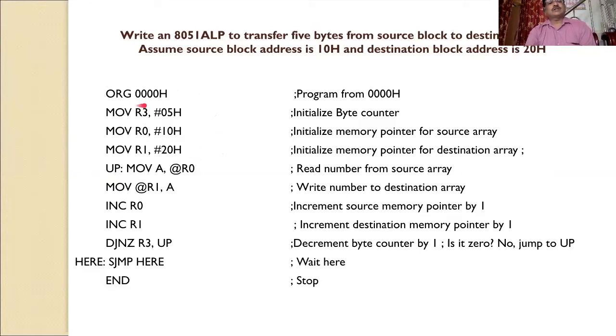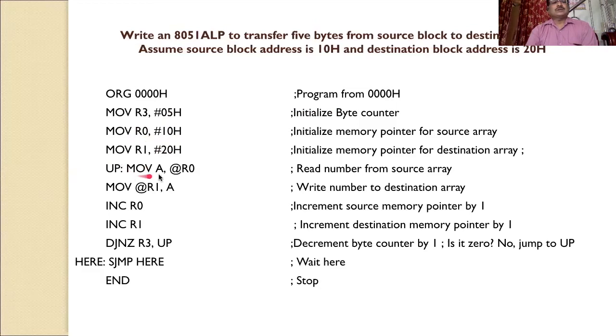We begin with the ORG statement, origin 000. The first instruction defines the counter. So initialize the byte counter. Since we have to transfer 5 bytes, it is initialized to 5. The R3 register is used for that. Then 10H is loaded into the R0 register, that is the address for the source block, and similarly 20H, that is the memory pointer for the destination block, right?